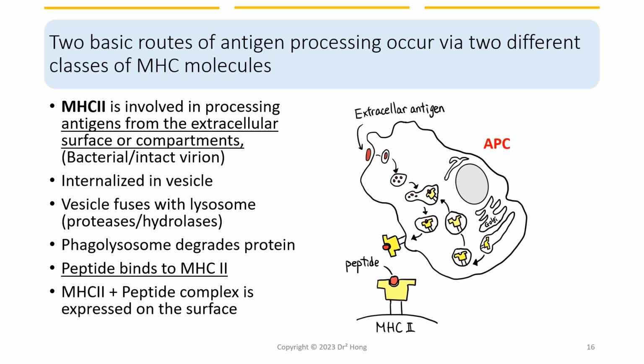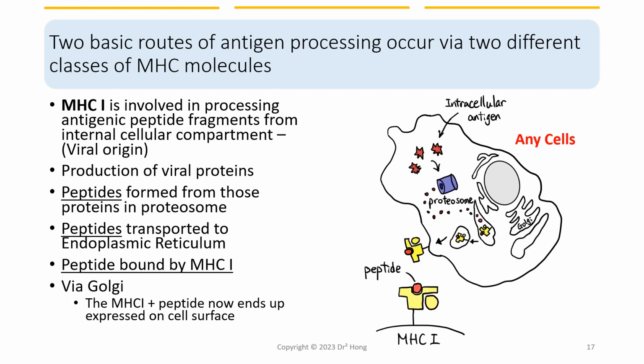You may wonder where these MHC class 2 molecules come from. They originate from the Golgi, and then fuse with those vesicles containing different peptides, and that binding happens, and then that vesicle is transported to the surface of the antigen presenting cell. The second route of antigen presenting is for presenting antigens that are within the cell, in the internal cellular compartment.